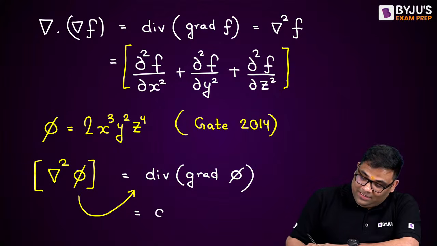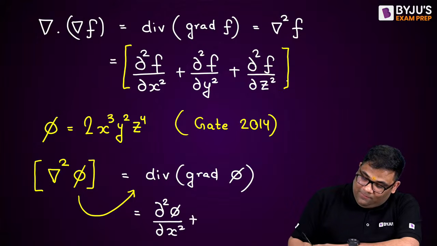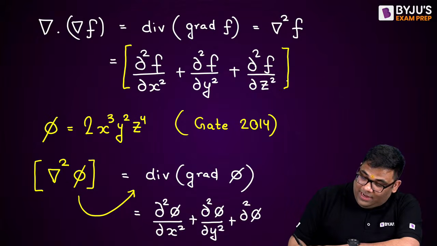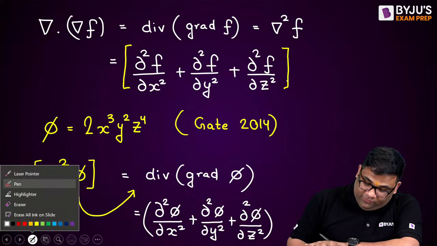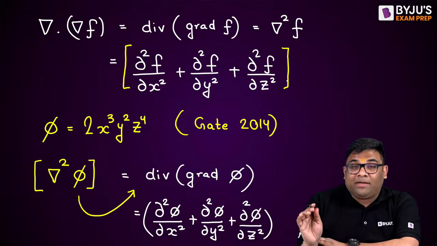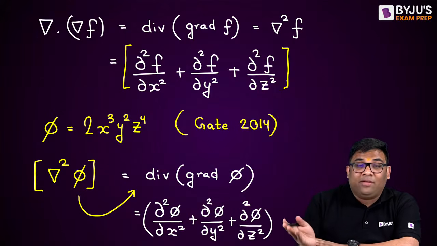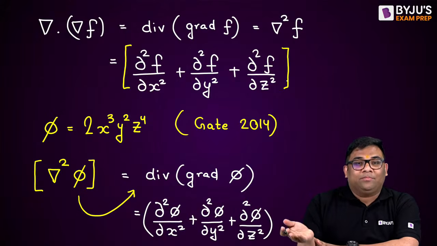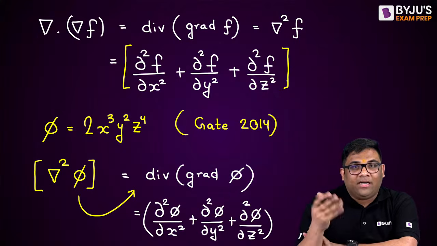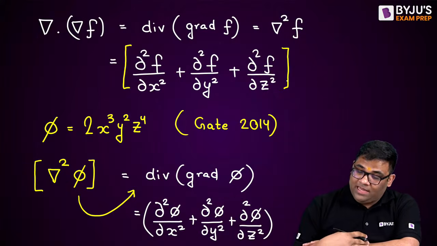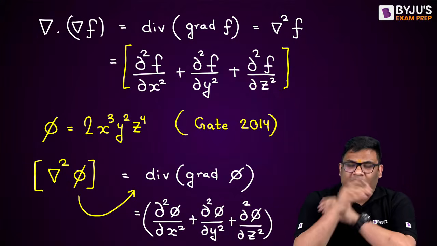This is nothing but del square phi by del x square, plus del square phi by del y square, plus del square phi by del z square. So differentiate phi with respect to x, with respect to y, two times, double differentiation. Now can you give me the answer, the final expression?